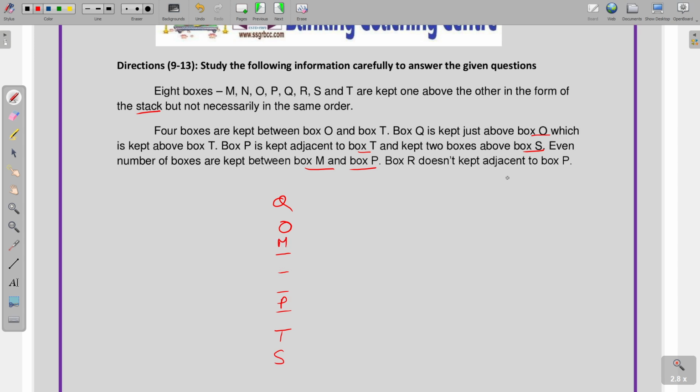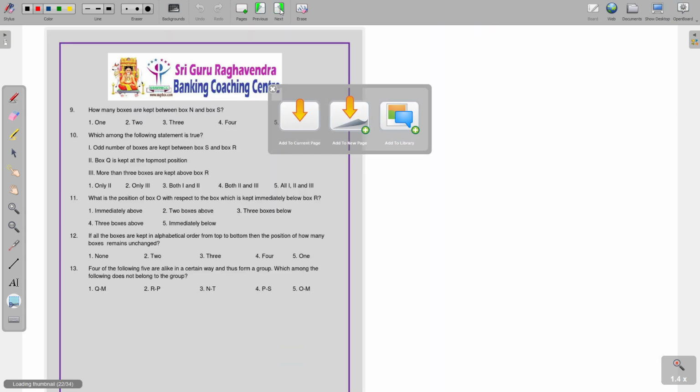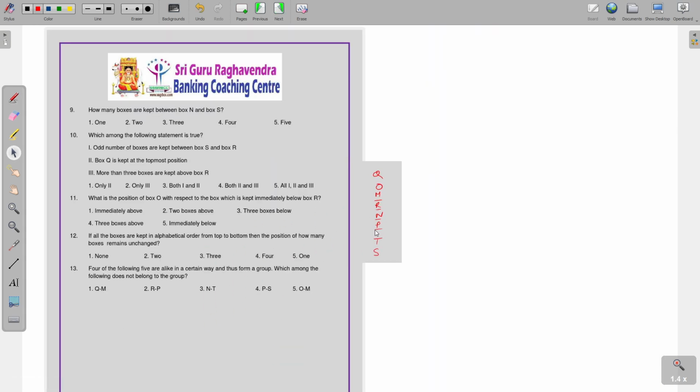Box R is not kept adjacent to box P. So, R is placed immediately below M, and the remaining box N is placed here. Q, O, M, R, N, P, T and S. It is the final arrangement of the stack. Let us move on to the questions.